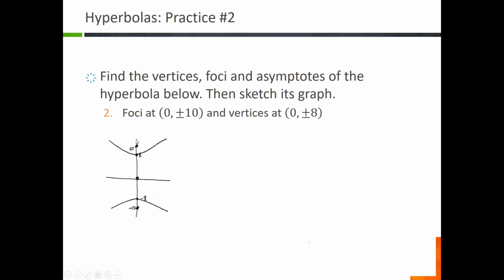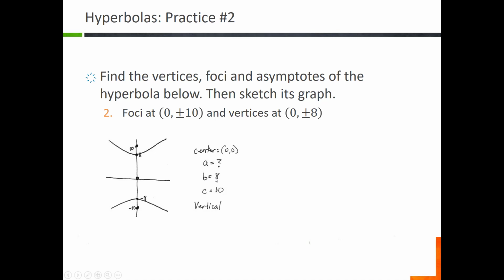Because all these points are lined up along the y-axis vertically, I know that this is going to be a hyperbola that opens up and opens down. So it's a vertical hyperbola. And we know the center is at (0, 0). So again, things I can pick up off the graph real quick: the center is (0, 0).